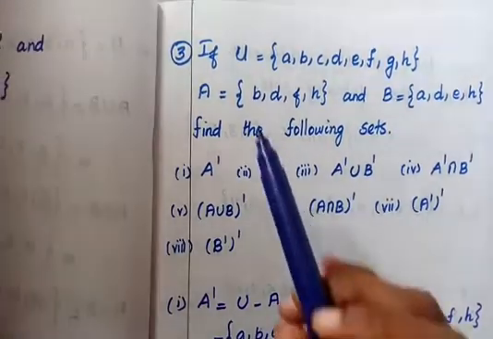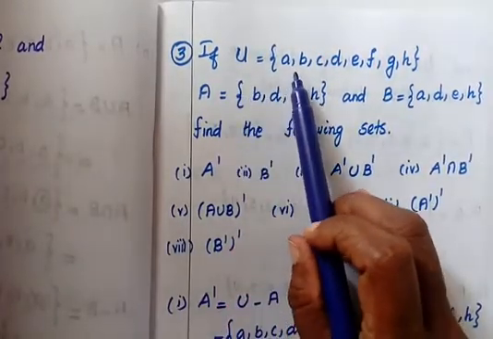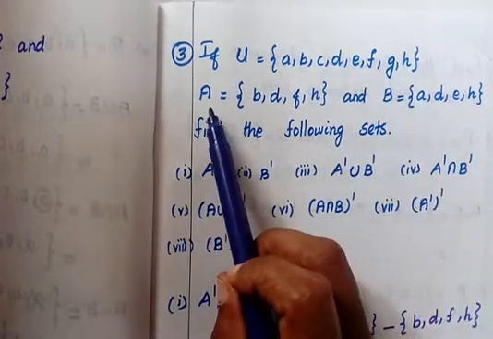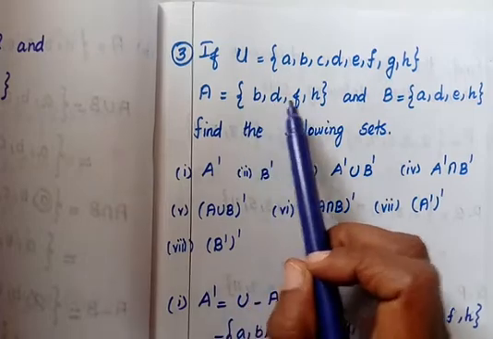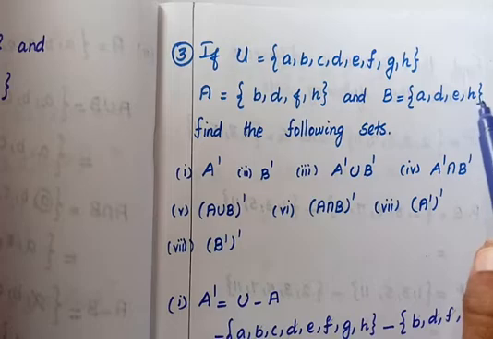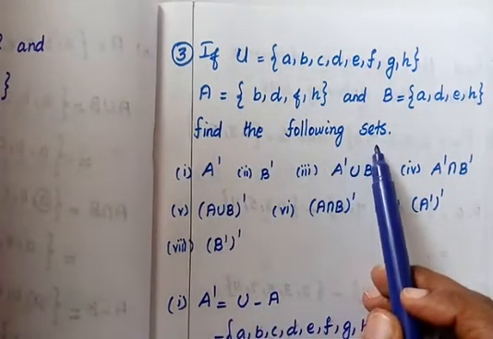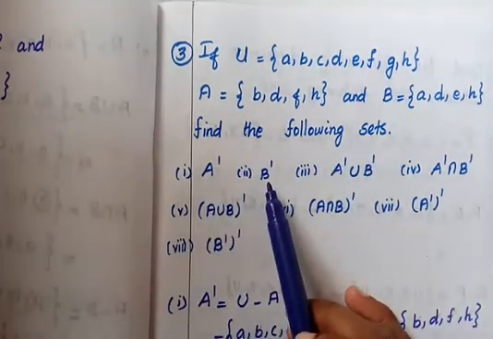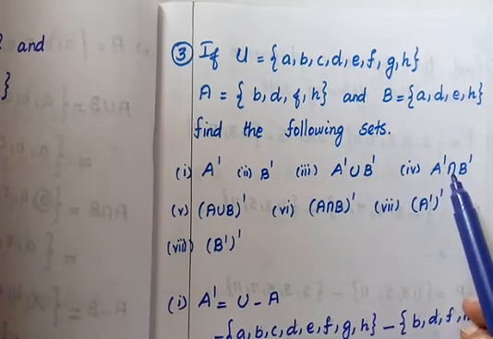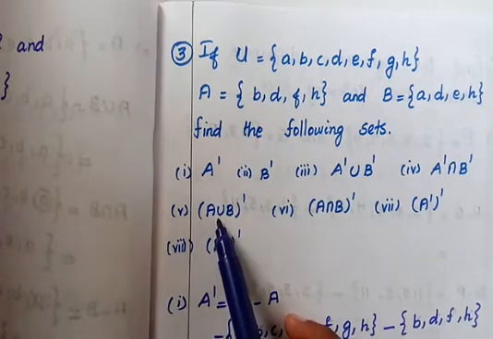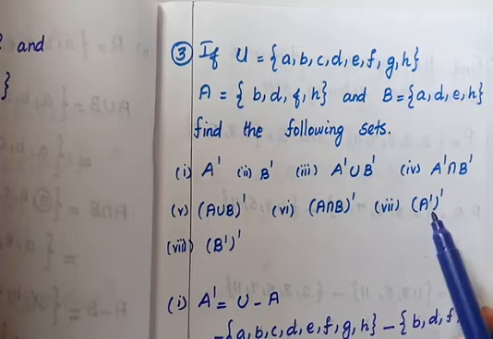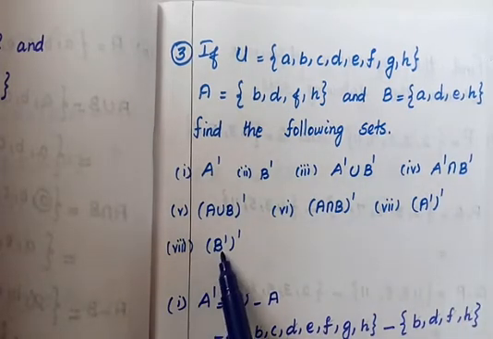Next question. If U equal to {A, B, C, D, E, F, G, H} and A set is equal to {B, D, F, H} and B set is equal to {A, D, E, H}, find the following sets: A dash, then B dash, then A dash union B dash, then A dash intersection B dash, then A union B the whole dash, then A intersection B the whole dash, then A dash the whole dash and B dash the whole dash.